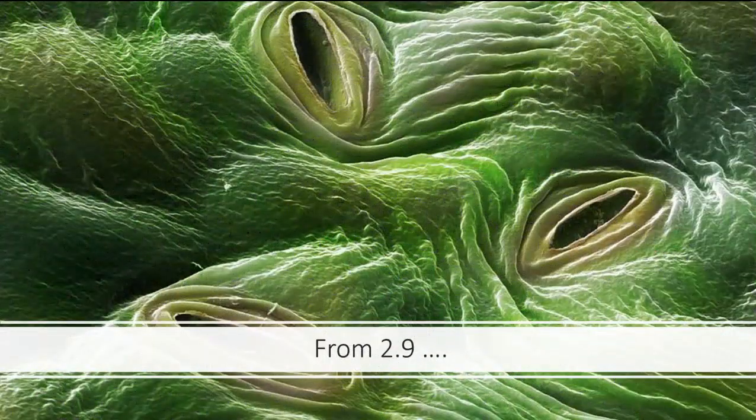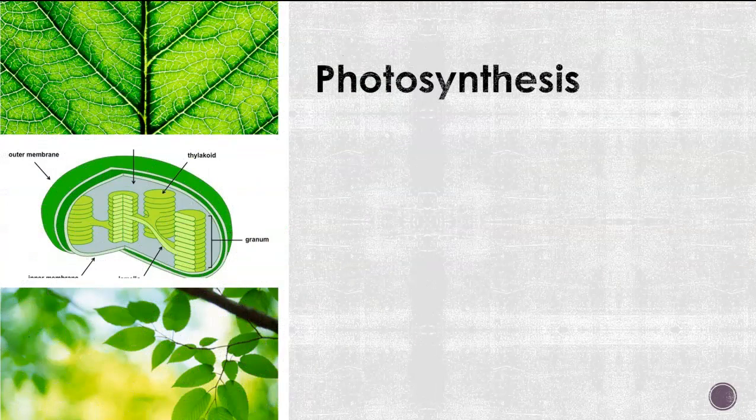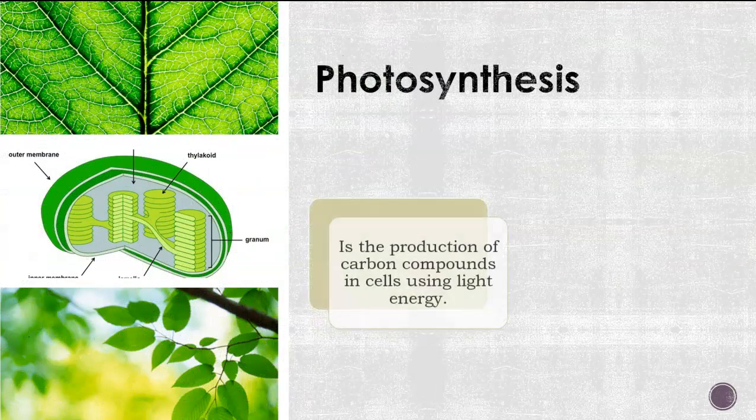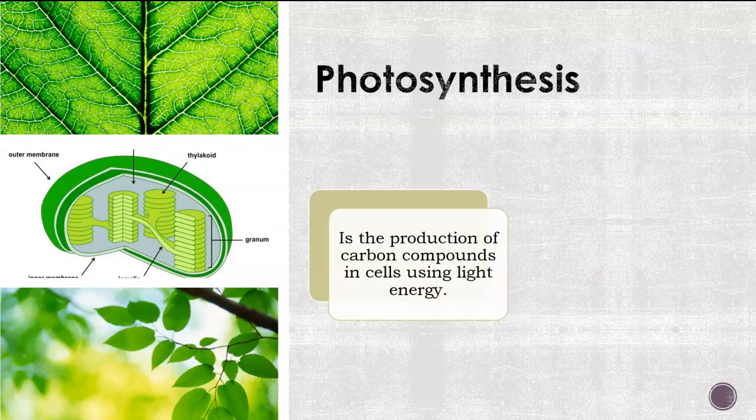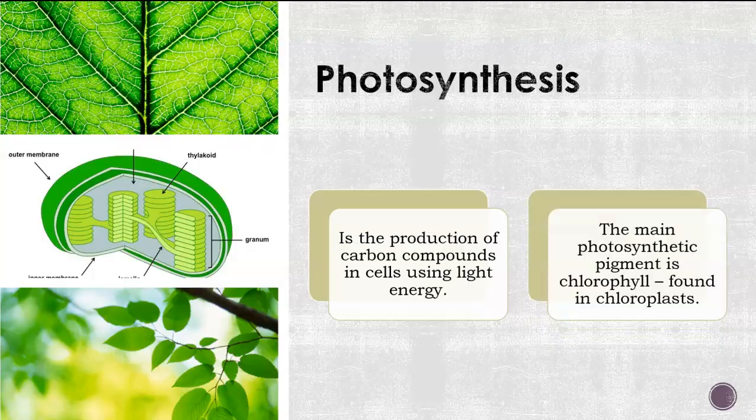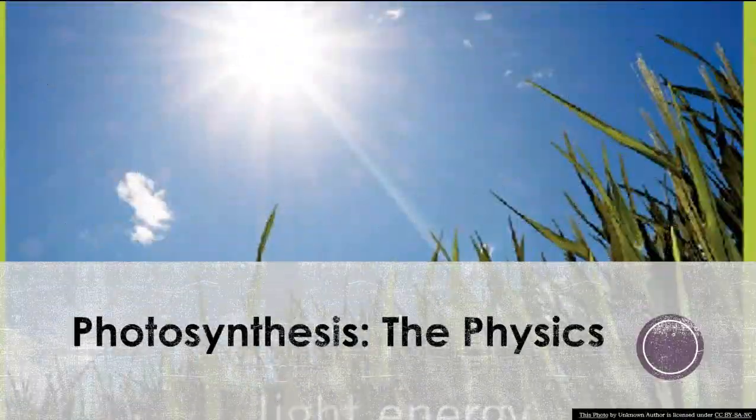Now, we looked at this in 2.9 and we've been revising this week. So things that you should remember. Photosynthesis is a production of those carbon compounds in cells, and it requires the use of light energy. The main photosynthetic pigment is chlorophyll, and we should know that's found in chloroplasts. That's not even from last year, you should know that from way back in science.